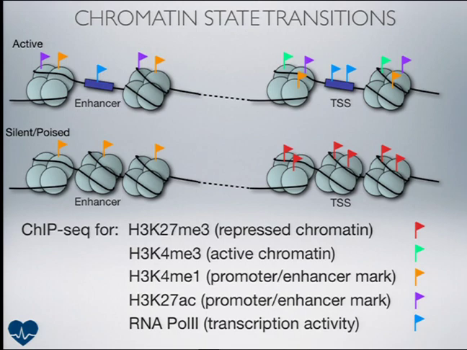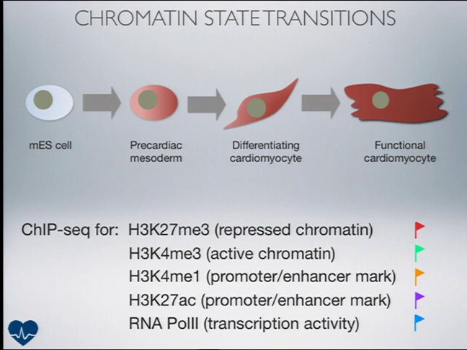And so we did this during this time course of differentiation, and the important thing was to do it during a time course, because we really wanted to understand not just how is a cardiac myocyte different from an embryonic stem cell or from a fibroblast. We wanted to understand how does this epigenetic regulation across the genome progress during the differentiation.